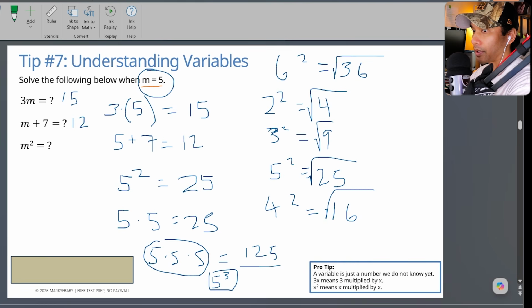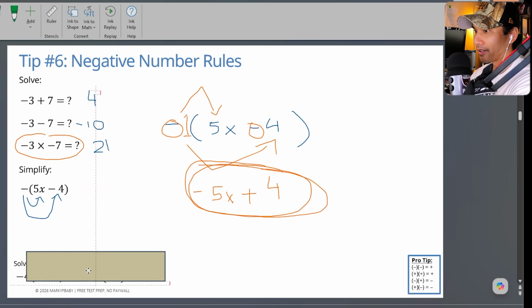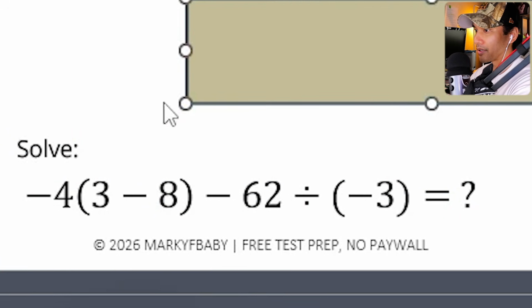Did I do the challenge question for the last question? For tip number 6? I don't think I did. So for tip number 6, guys, here is your equation. Solve this.